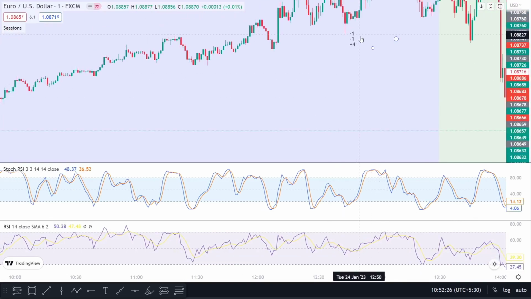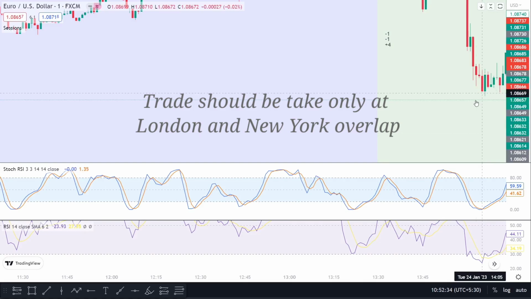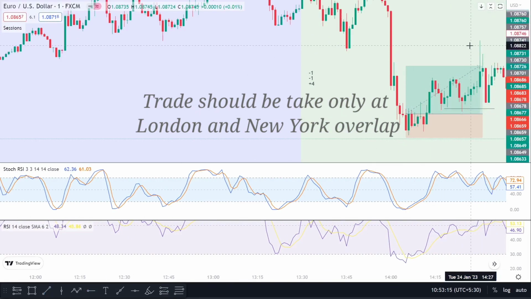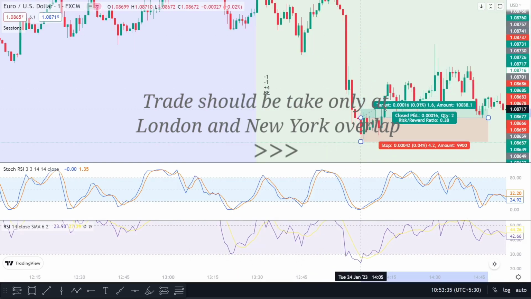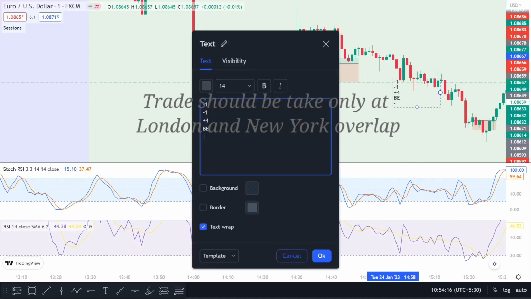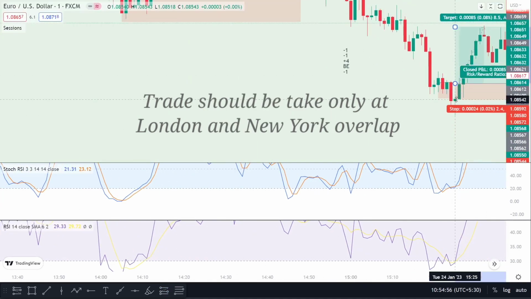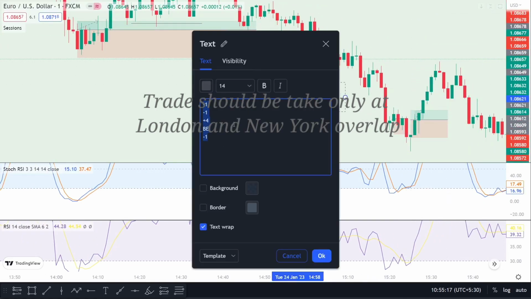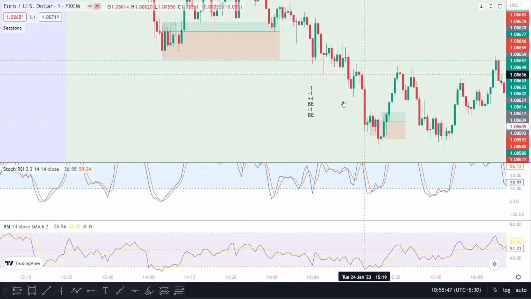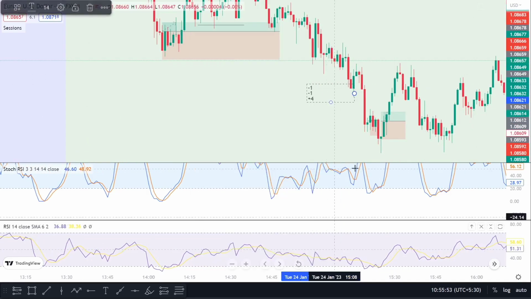So RSI got oversold right here. We got an RSI that is oversold right here. One, two, and the last 3 trades, it should not exist. Okay, my bad.